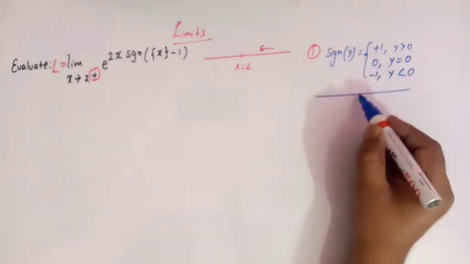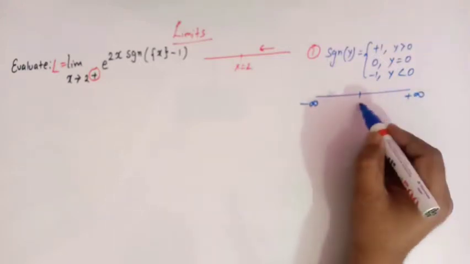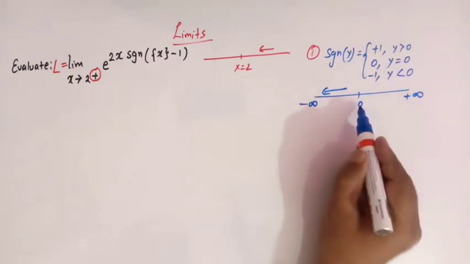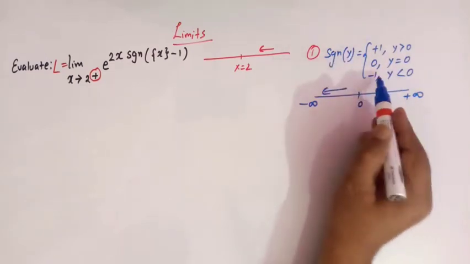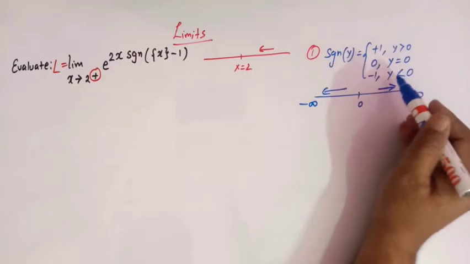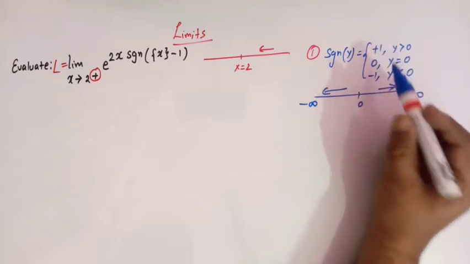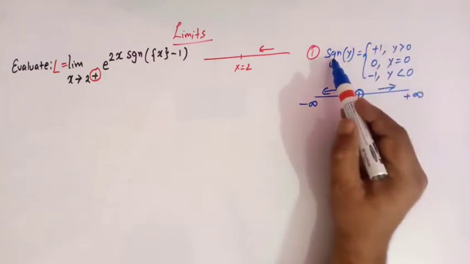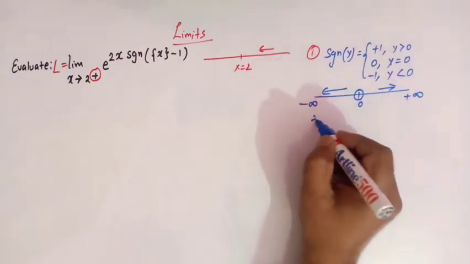So it means that if we have this as the real number line, and here we have 0, right? So all these values which lie from minus infinity to 0 are less than 0, right? So here the signum of y will take negative value, and in this interval, that is from 0 to infinity, where all the y's are greater than 0, signum of y will take plus 1 value, and at this point, that is y is equal to 0, signum of y is equal to 0, right? So this is the definition of signum function.